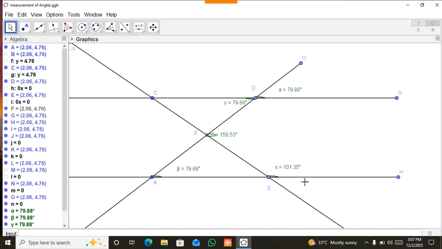So in summary, to measure angles in Geogebra, especially internal angles, we must go in a clockwise direction. If you would like to measure the exterior angle, you go in the anti-clockwise direction.